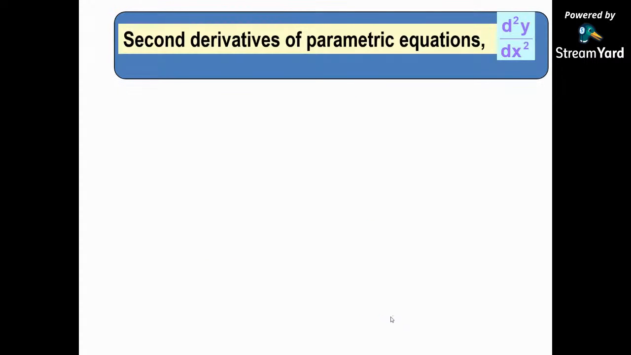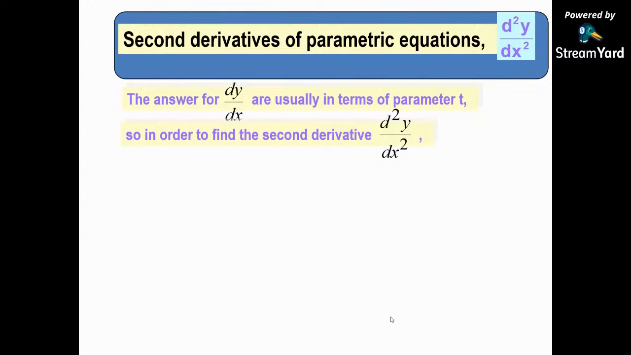Okay, next. Second derivative of parametric equation. So this one you need to be extra careful. It's not like having something that we have in implicit. So implicit kita boleh differentiate straight away. But for parametric equation, there's some extra term. Dia ada extra sikit.